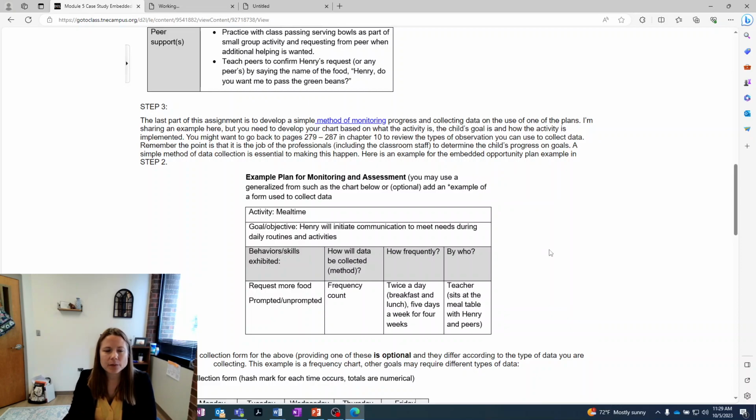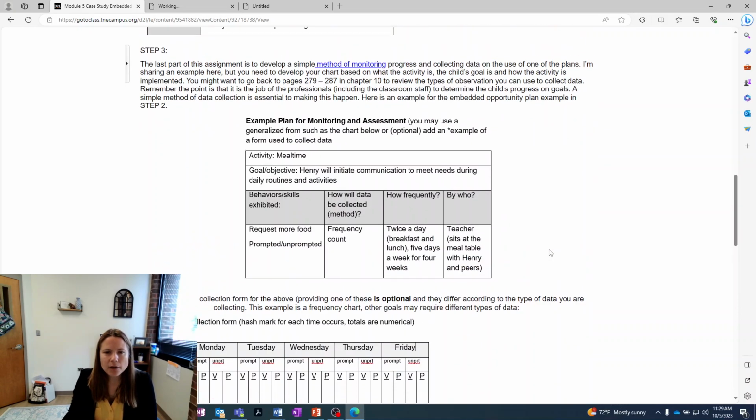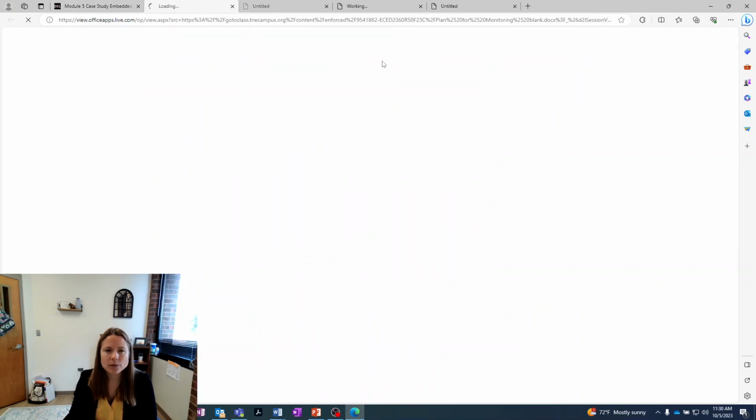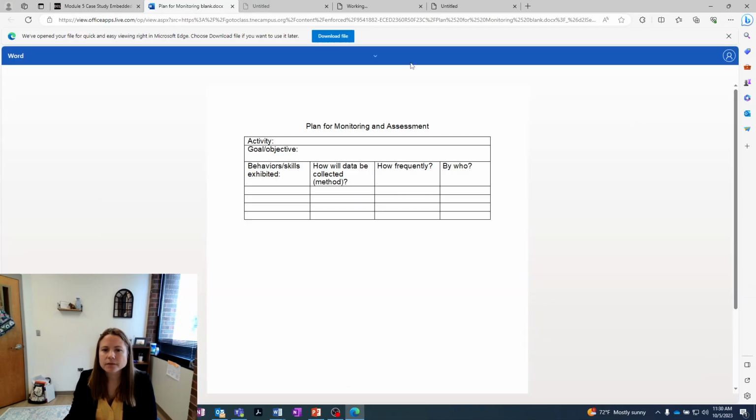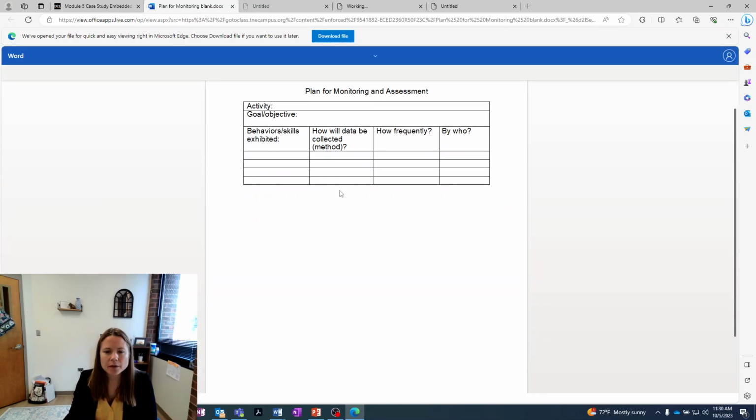So that's one example. So the last part of this assignment is really how you're going to monitor to see if these goals are working. So this is where you collect data. So you're going to use one of the plans. Okay, so here's an example here. There is a form for you to look at, and it will download. Okay, so this is just what it looks like.